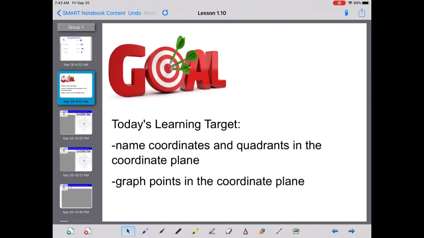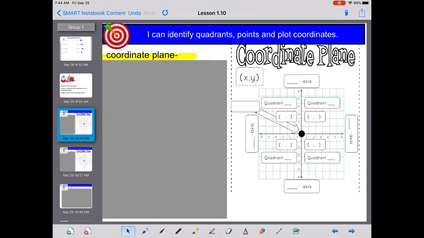For today's lesson, our learning target is to be able to name the coordinates in the quadrant in a coordinate plane. We also are going to be able to graph the points in a coordinate plane. So for some of you, this is review, but for 7th grade, we need to have this standard mastered. So there's a lot of vocabulary, so you might need to pause the video as we go.